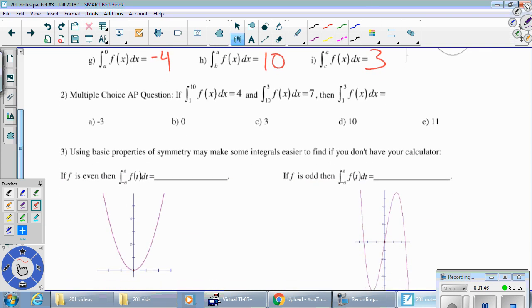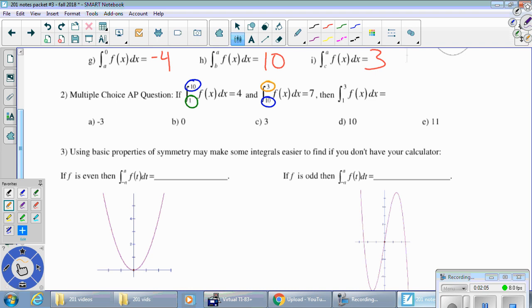Here's a multiple choice AP question. We're given that the integral from 1 to 10 is 4, and the integral from 10 to 3 is 7, and we're trying to find the integral from 1 to 3. Let's take a look at these numbers. I've got a 1 here. I've got a 10 here. I've got another 10 here, and then I've got a 3 over here. So far I've seen 3 different numbers, 1, 10, and 3.